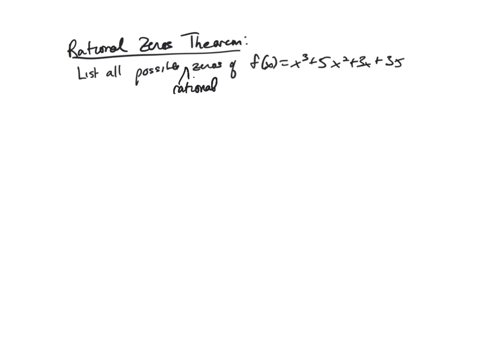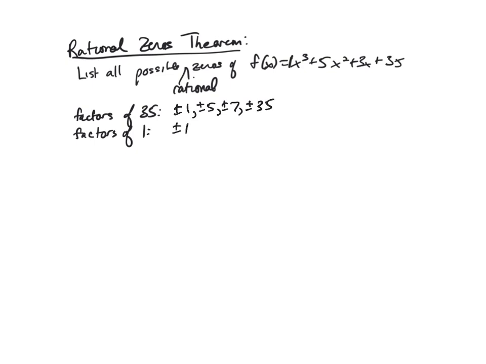I just need to get a list. And so my list is going to be my factors of 35 over my factors of 1. And the 1 comes from that leading coefficient. So my factors of 35 are plus and minus 1, plus and minus 5, plus and minus 7, and plus and minus 35. My factors of 1 are just plus and minus 1.